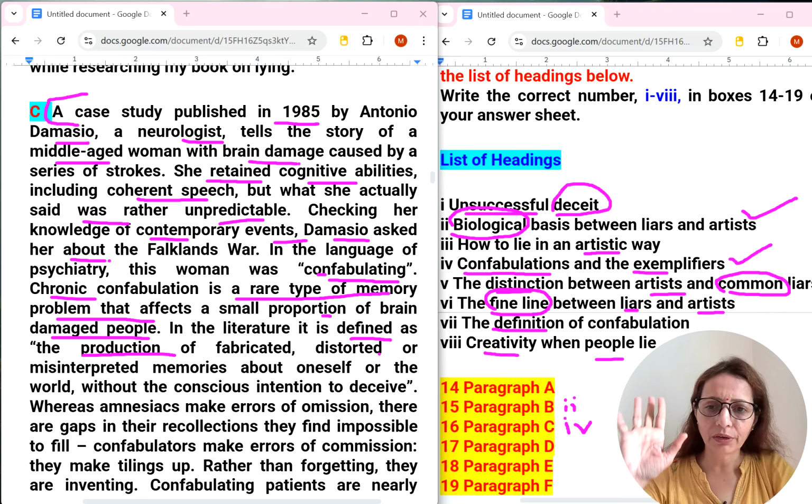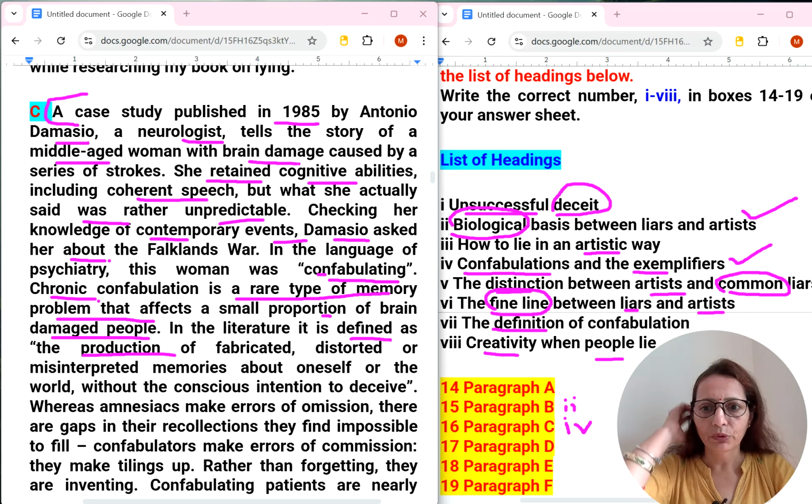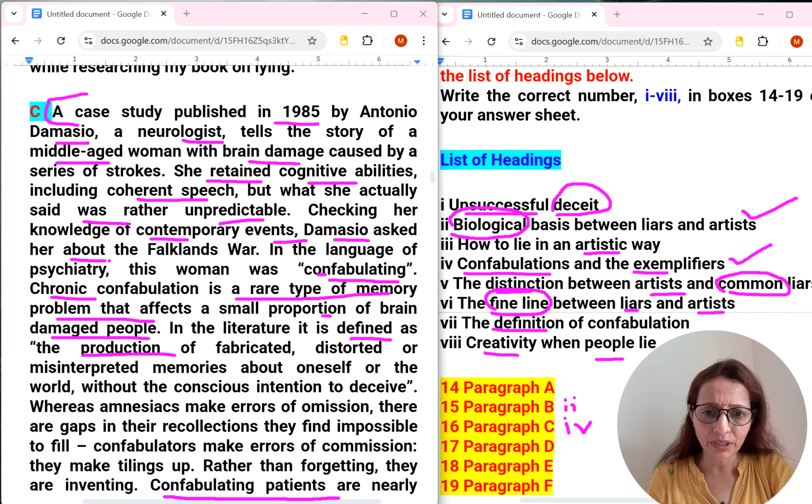So no need to read further. I have just got it. If something is better matching with this fourth one, then definitely we will reconsider this. So next, see this at the end, they are saying confabulating patients are nearly. So full explanation, confabulators make errors of commission.